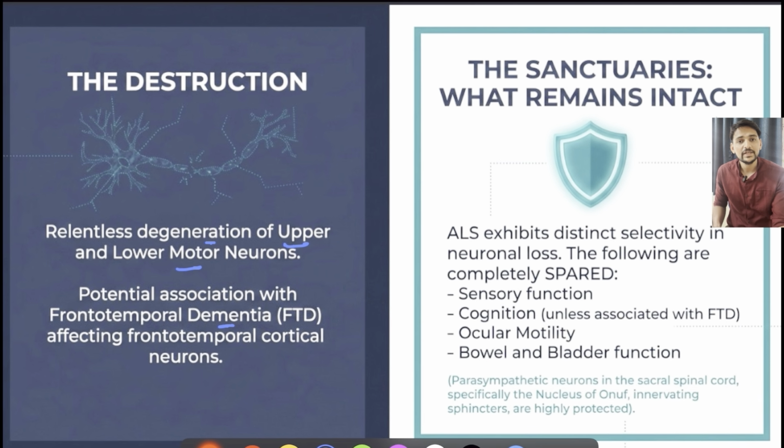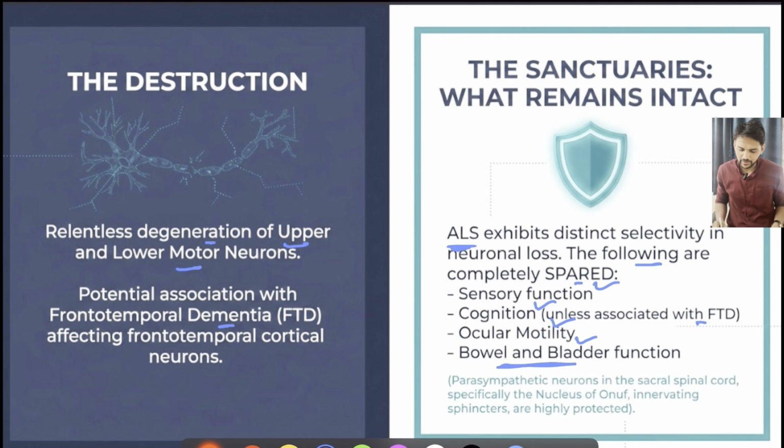Whatever accumulation and degeneration of motor neurons is happening, this pathophysiology will spare some of the structures in our body. So whenever there is suspicion of amyotrophic lateral sclerosis, usually the following structures are spared. It will not involve sensory functions. It will not involve cognition unless it is associated with frontotemporal dementia. It will not involve ocular motility, and there will not be any manifestations related to bowel and bladder functions. So these things you have to remember.